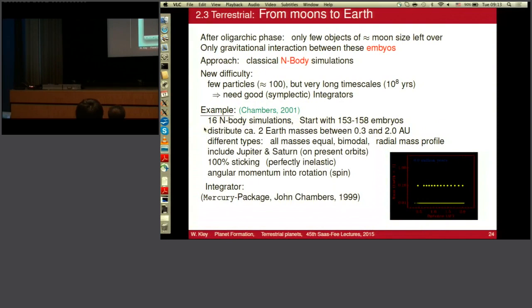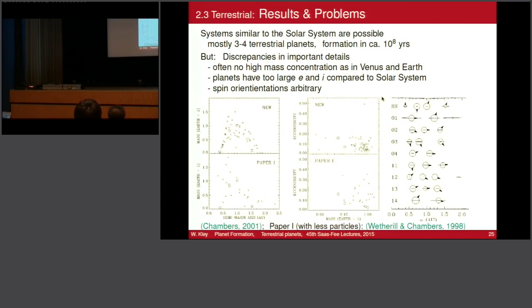Good, so that was this one. This is the outcome of these types of simulations. You can form most easily systems similar to the solar system. As I have shown you, mostly 3 to 4 terrestrial planets, with formation in about 10 to the 8 years, but there are some differences in the details. There are discrepancies with respect to the real solar system. Often we have no high mass concentration as in Venus and Earth, you see here. These are two different versions, paper one old, paper two new, where they improved a little bit.